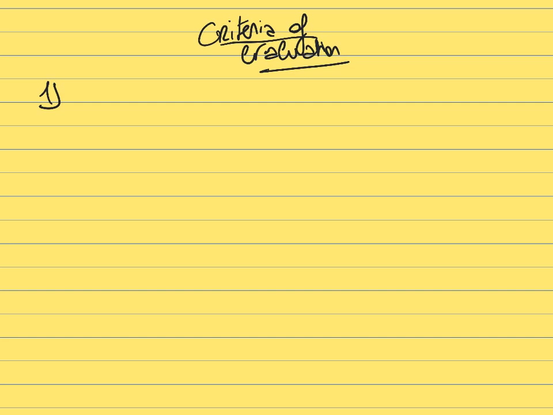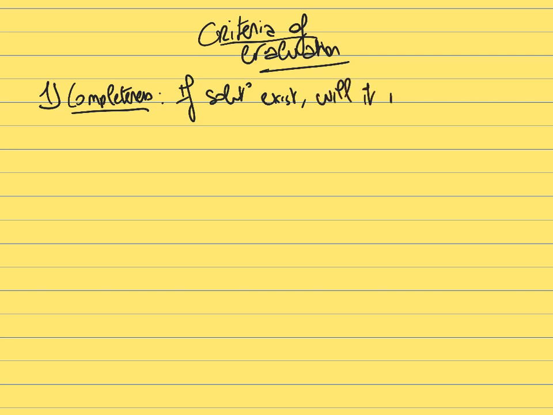The first condition, which is usually pretty important, is the completeness. This is the first condition that is pretty important for a search algorithm. The completeness of a search algorithm is: if a solution exists to the problem, is the algorithm guaranteed to find this solution? If the solution exists, will the algorithm necessarily find it?